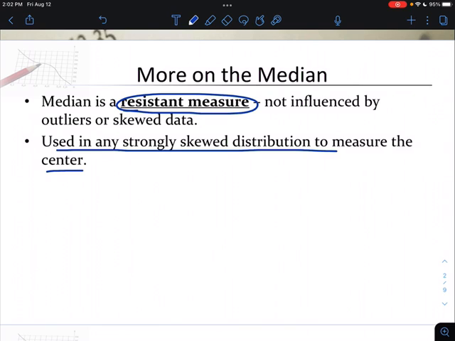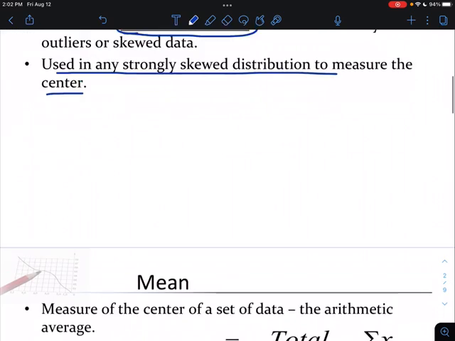If I have a distribution with outliers in it, I'm going to want to use the median because otherwise my center will be influenced by those outliers. So when we use the term resistant measure, we're saying it's not influenced by outliers or skewed data. And so that's why the median is such an important concept, because we don't always have symmetric distributions. When they're skewed, when they have outliers, we have the median to help keep us in the center of the data as opposed to getting pulled one direction or another.